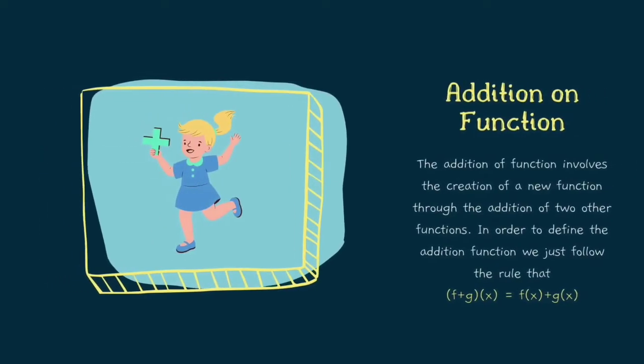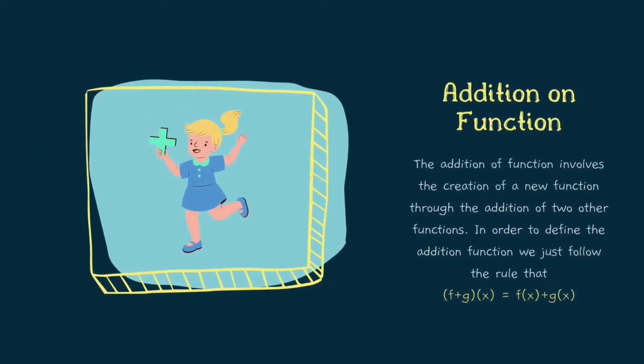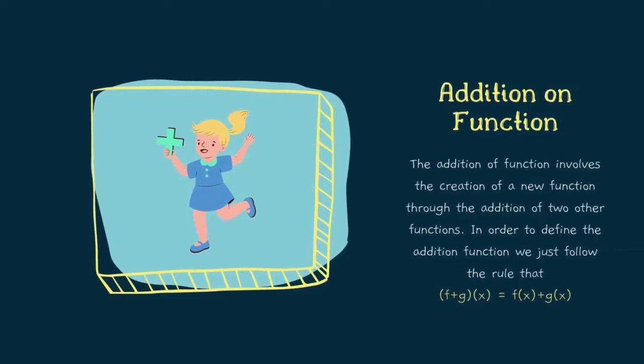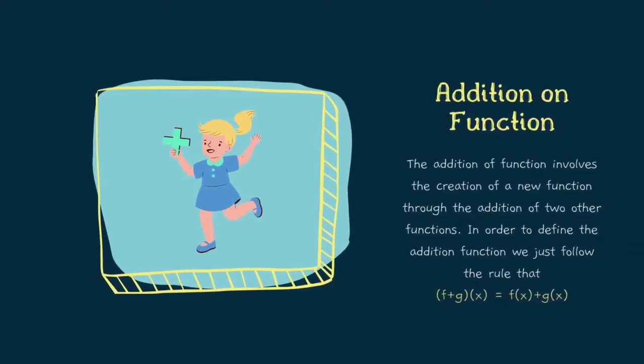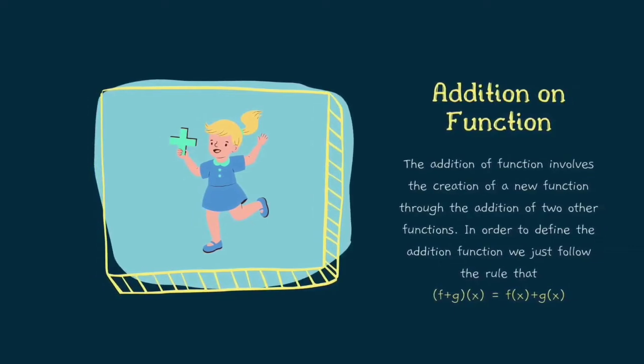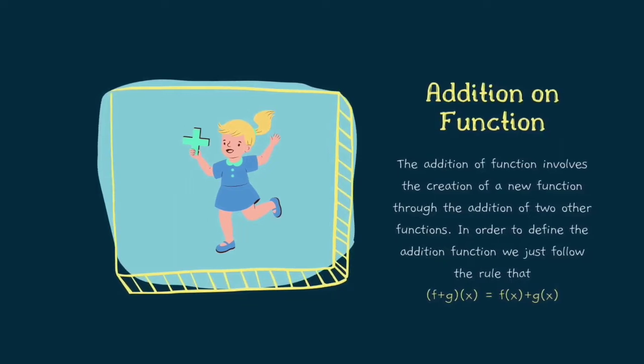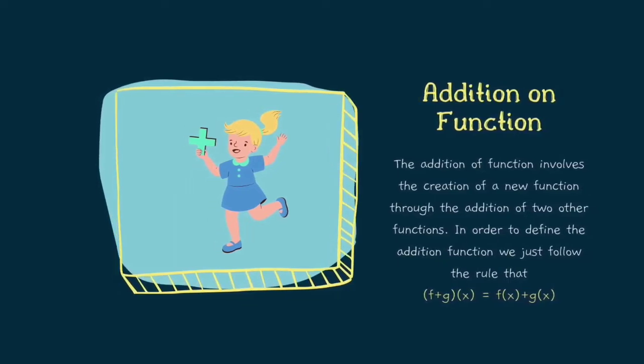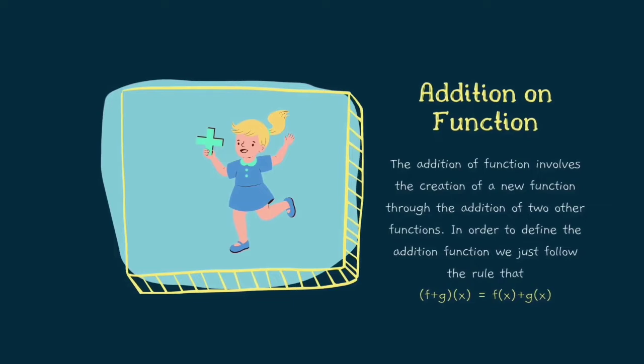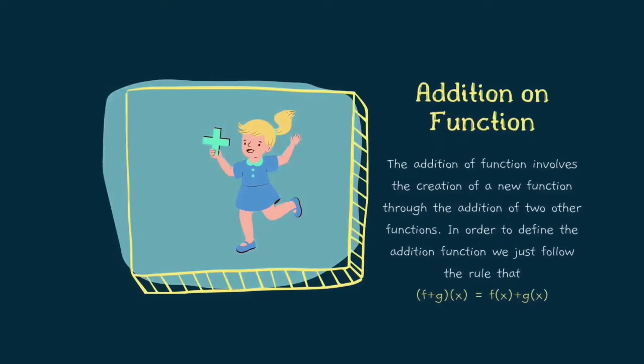The addition of functions involves the creation of a new function through the addition of two other functions. In order to define the addition function, we just follow the rule that the quantity f plus g of x is equal to f of x plus g of x. So let us proceed to our examples.